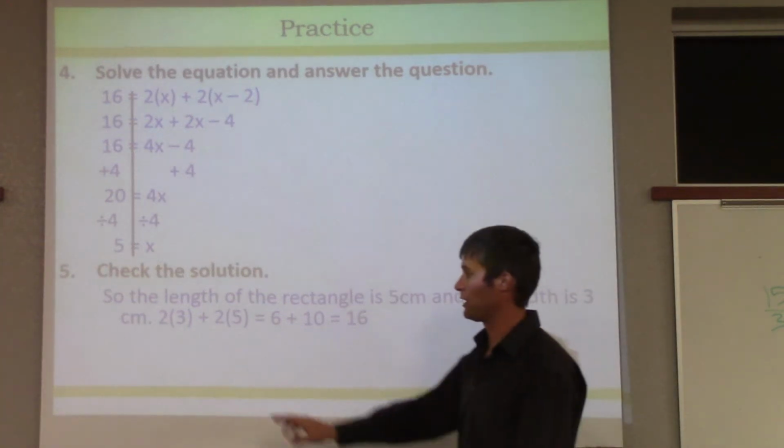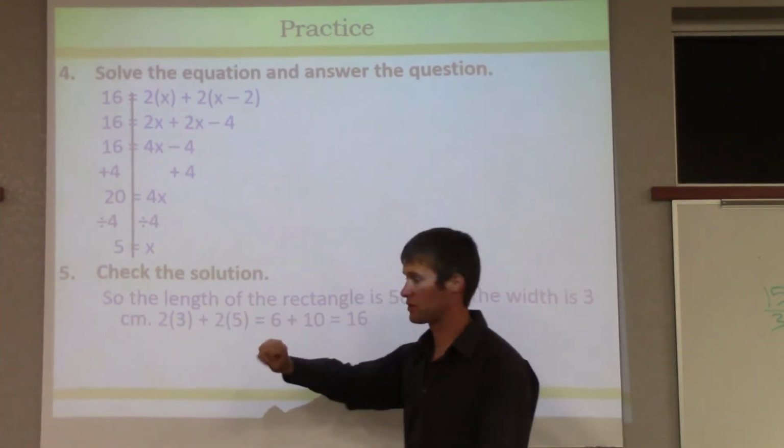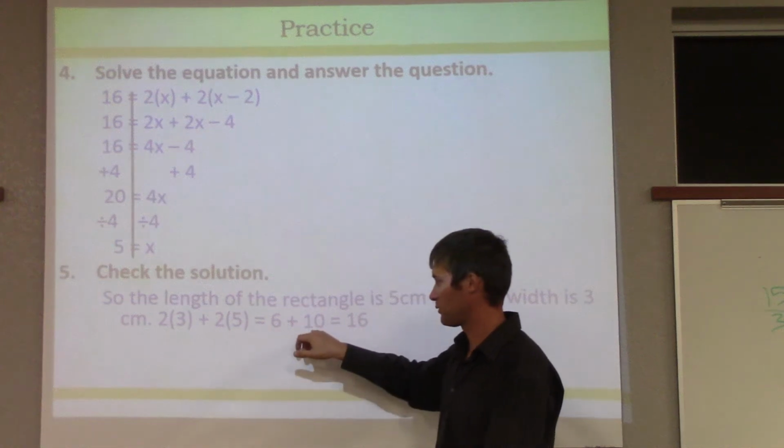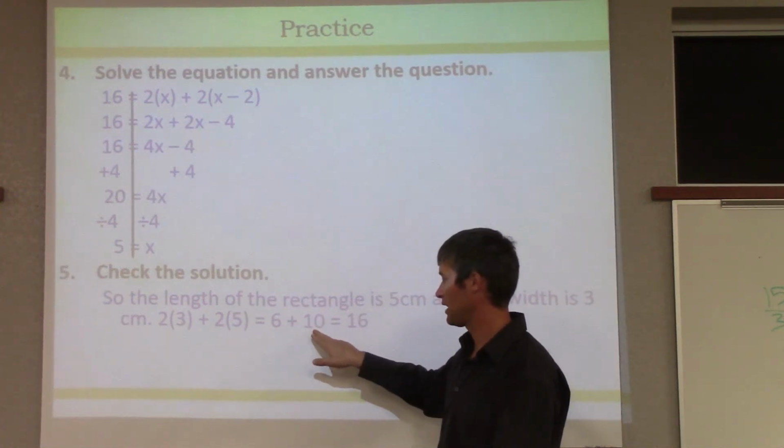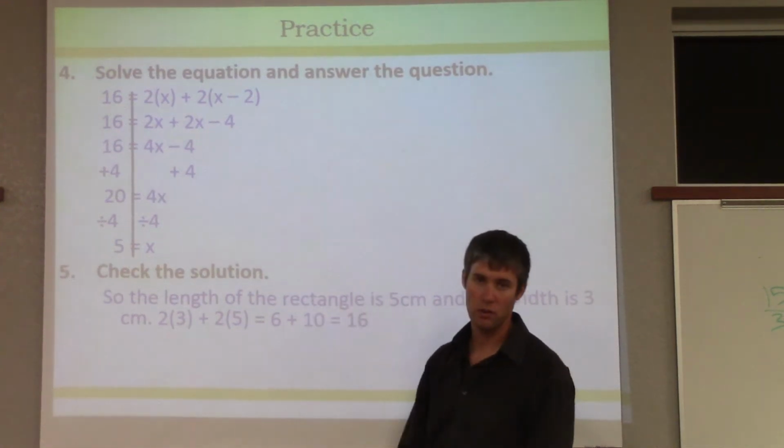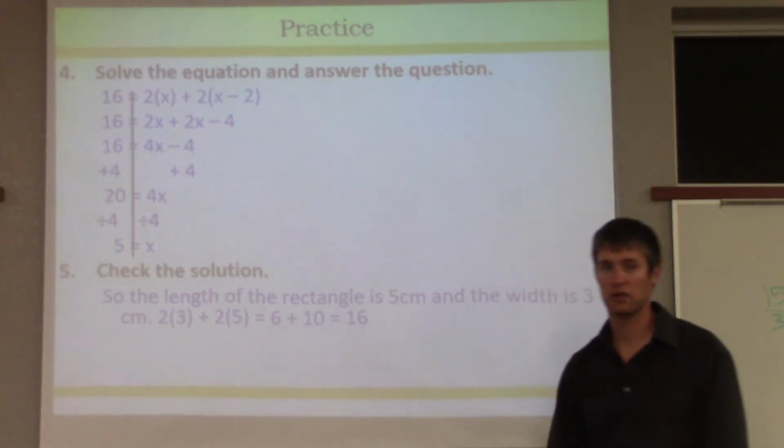So if I went 2 times 3, which is 6, and I went 2 times 5, which is 10, 6 plus 10 is 16, which is what we wanted. So we checked our work and we're good.